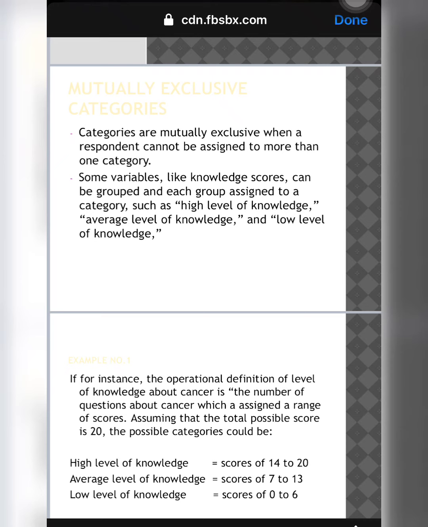Categories are mutually exclusive when a respondent cannot be assigned to more than one category. Some variables like knowledge scores can be grouped and each group assigned to a category such as high level of knowledge, average level of knowledge, and low level of knowledge. So it is when objects can be placed into a category and no other.